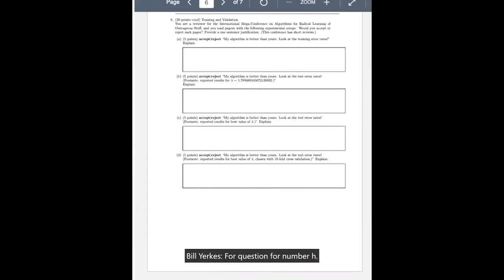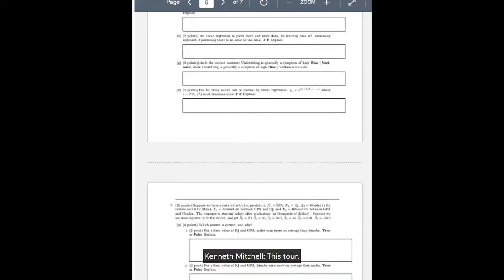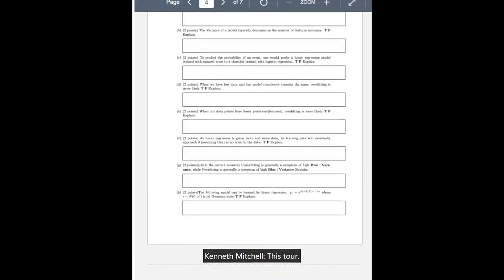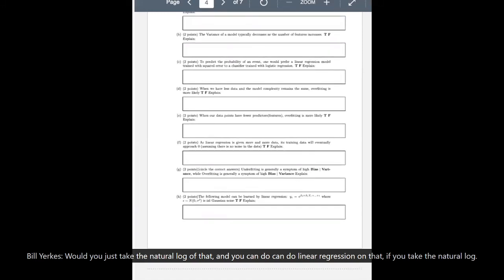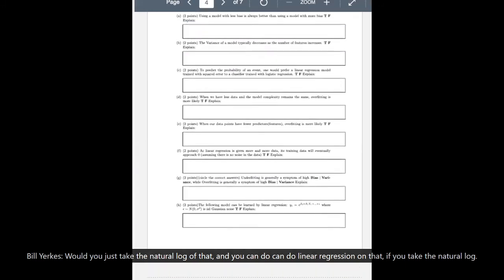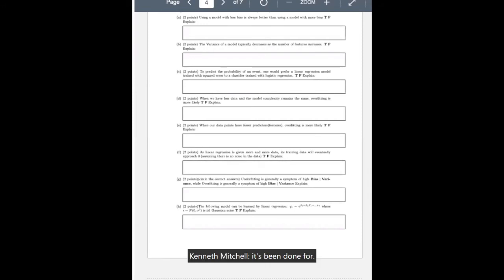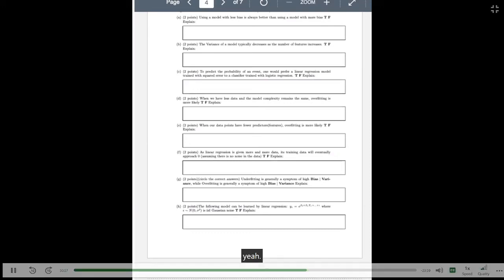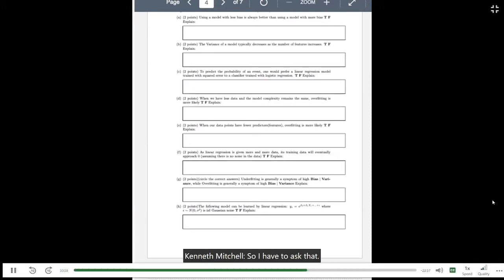For question 4, number H. Would you just take the natural log of that, and can you do linear regression on that if you take the natural log? Yeah, that's been done for many, many decades. So I don't have to ask that.